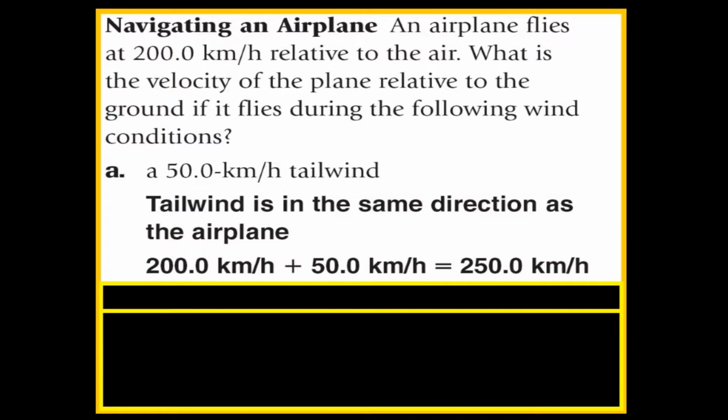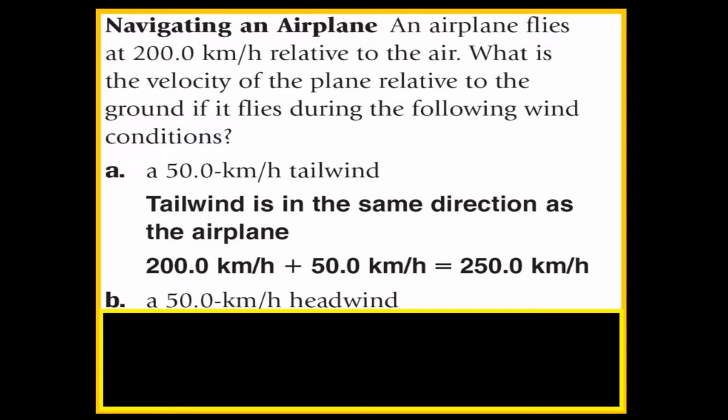Well, what you do is you simply add the vectors. 200 kilometers per hour plus 50 kilometers per hour, or a positive 200 kilometers per hour plus a positive 50 kilometers per hour equals a positive 250 kilometers per hour, if you assume that the direction that the plane is heading is positive, a positive vector. Always important to put the positive vectors in.